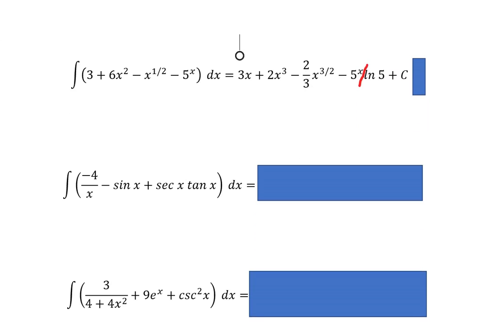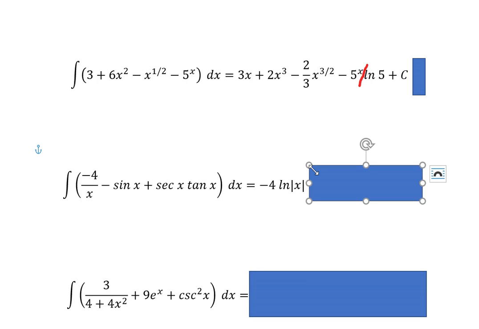Moving on to our second one, the integral of -4 over x minus sine x plus secant x times tan x dx. Looking at the first term there, we have a -4 divided by x. I can pull that -4 out front and just have the integral of the 1 over x piece. The integral of 1 over x we saw is the natural log of the absolute value of x. So multiplying that -4 back, we get -4 times the natural log of the absolute value of x.